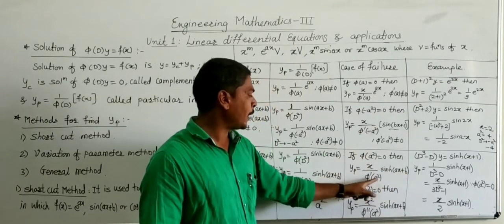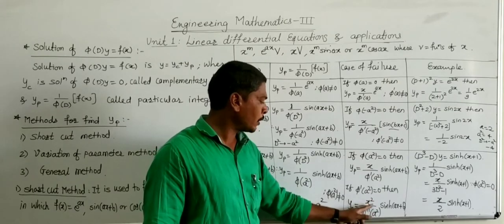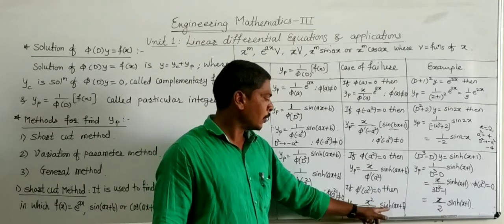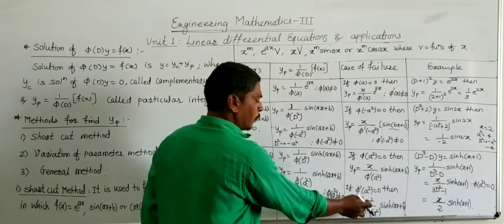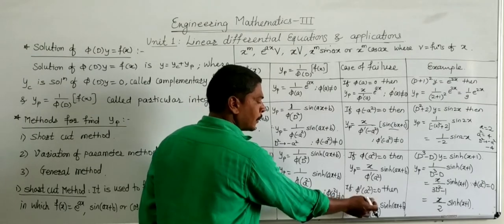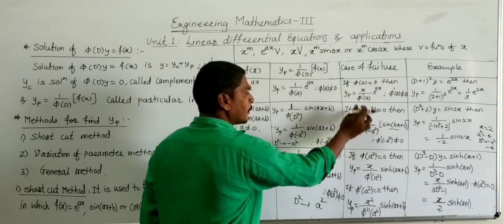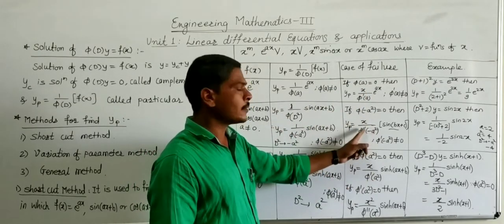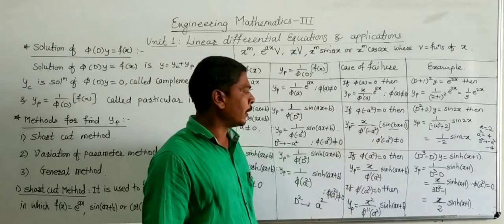Again, if phi dash of a square is equal to 0, then yp becomes x square divided by phi double dash of a square into hyperbolic sine ax plus b. That means for the failure case, increase the power of x and take the derivative of phi, which is true in these two cases also. For the failure case, it will increase the power of x and the derivative of phi.